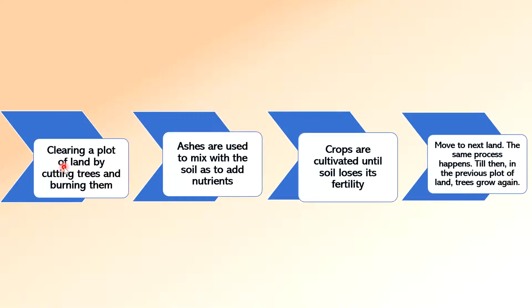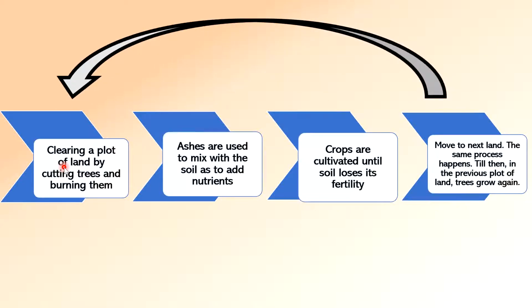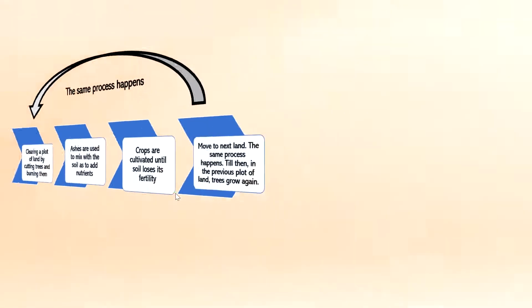So till then, in the previous plot of land where they cultivated crops previously, trees grow again, right? So again they move to the previous land after the present land has been used fully, right? So again the same process. This process happens and happens and happens, right?